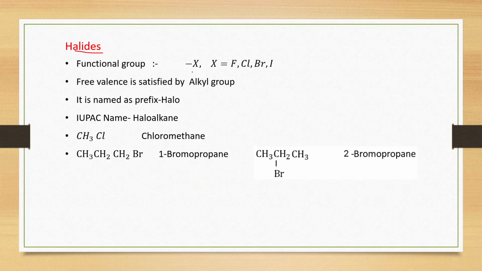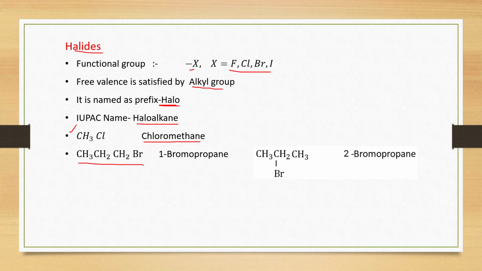Halides. Functional group is X, halogen: F, Cl, Br, I. Free valency is satisfied by alkyl group. So its prefix is halo. IUPAC name is haloalkane. Now CH3Cl, its name is chloromethane.